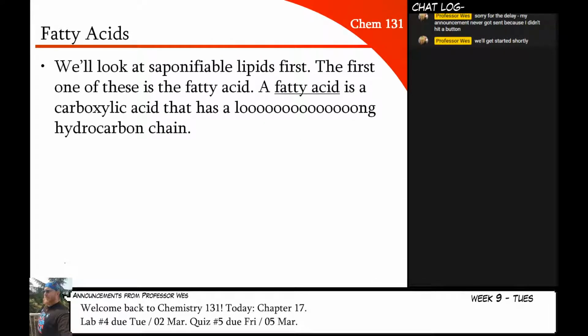All right. So the first type of lipid that we're going to look at is called the fatty acid. A fatty acid is saponifiable, so that's important to note. It is basically a carboxylic acid with a long hydrocarbon chain. I don't know why I'm putting R all the way at the end there. The whole thing is just R, but something like this.